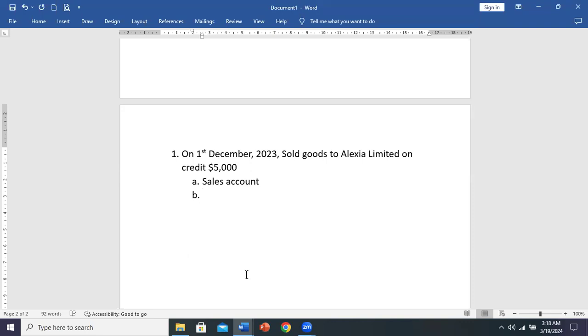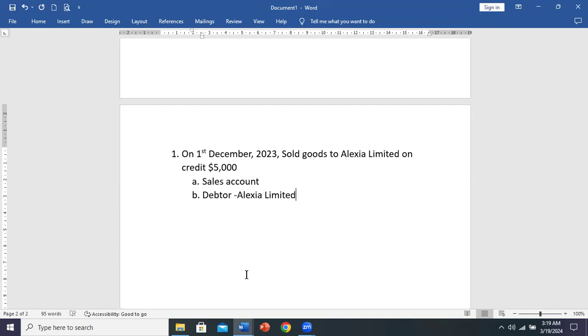So please, I'm confused. Okay, we sold the goods on credit. So this is a credit sale, right? So we didn't take money. So cash cannot come in here because we didn't take money. Okay. So the second account will be the debtor, right? Because the customer didn't pay, and the debtor here is Alexia Limited. Okay. You get it now? Yes, please. Thank you very much.